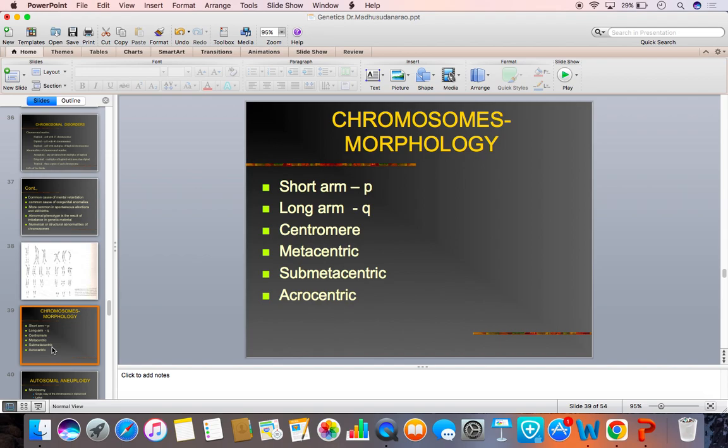When the centromere is close to the center of the chromosome, it is metacentric. If it is a little away from the center of the chromosome, it is submetacentric. And if the centromere is towards the end of any arm, it is called acrocentric.